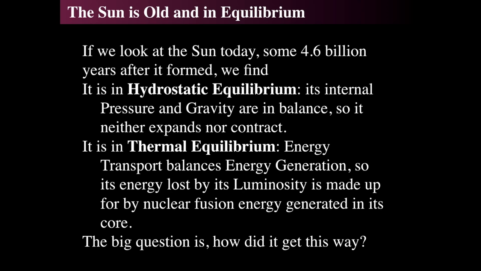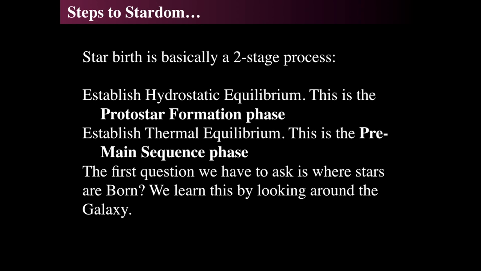And so how did it get that way? That's the real question. And so there's two steps to star formation. The first is to form a protostar, and that is a hydrostatic equilibrium phase where pressure is balanced against gravity. And then you form a thermal equilibrium phase where the energy coming out of the surface is balanced by the energy being produced in the core. And that's pre-main sequence. So we're going to look at this protostar formation phase as well as the pre-main sequence phase. So where do we see these things born?